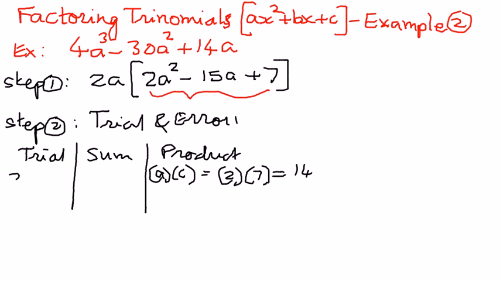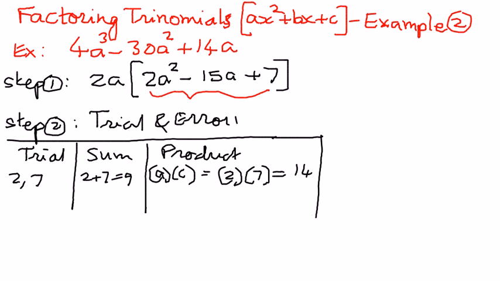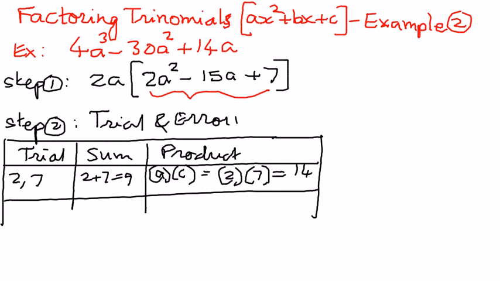Let's try 2 and 7 for a minute. If I take 2 plus 7, that equals 9, and what we have is negative 15, and therefore 2 and 7 is not good. So we'll keep trying. For the second pair, we want to keep the product the same, 14, but when we add those two numbers, it should equal the middle term.